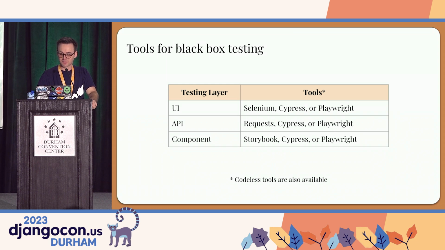Traditionally, you could use things like Selenium for your UI testing, requests for your API testing, and Storybook for your component testing. Other tools like Cypress and Playwright can actually do all of these kinds of things. They tend to be more all-in-one versus piecemeal. And so we're going to look at each of these tools and see how we can do these different kinds of testing with them. There are also codeless tools available.